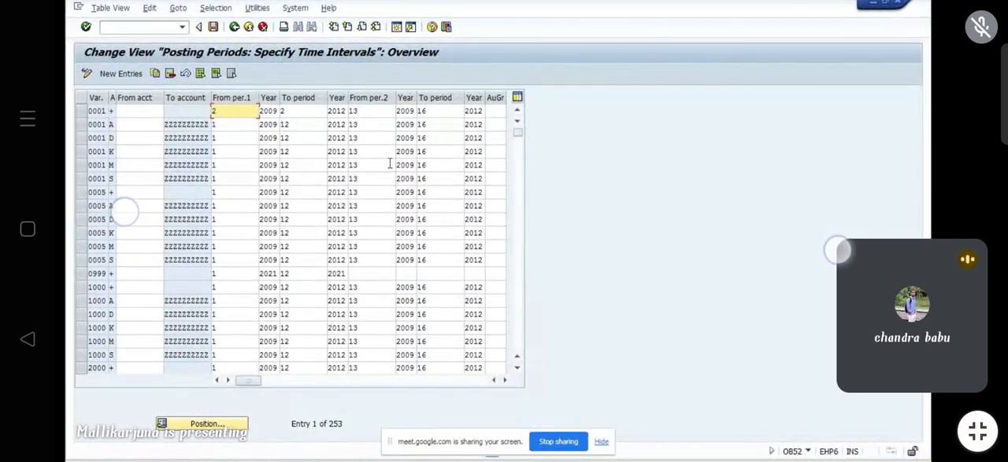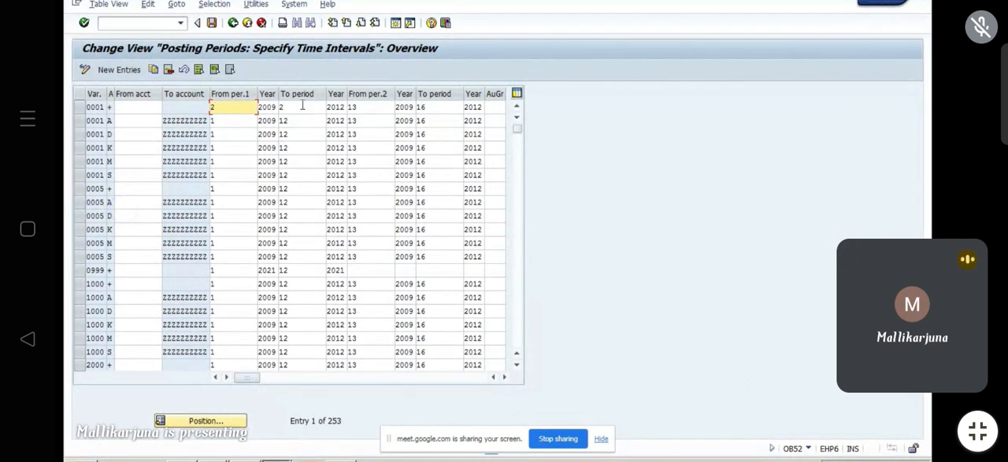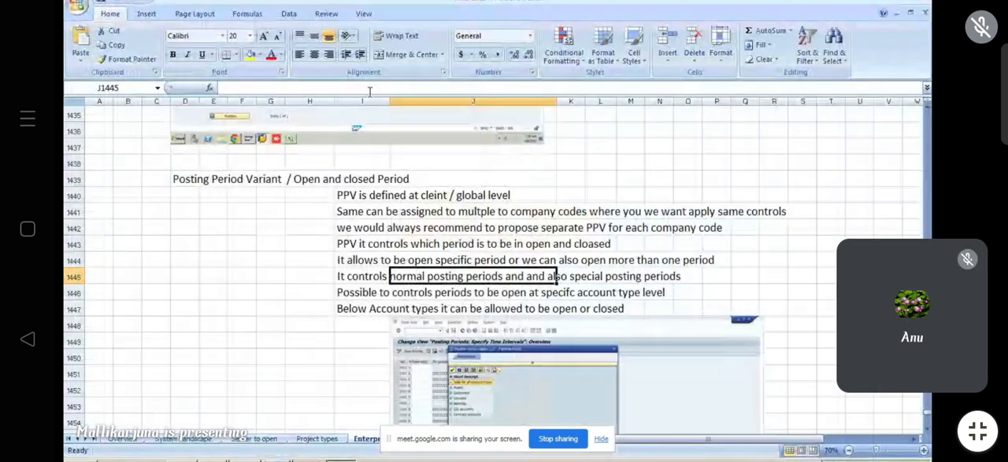Yes. Alright. So what I was trying to say is that from period 1 and from period 2, period 1 can be called one interval. So from period 1 you have to specify, and here also you must specify. And from period 2 you can see this is the second interval. What we say is that it is used to control the special posting periods. These are the two intervals I was trying to explain.